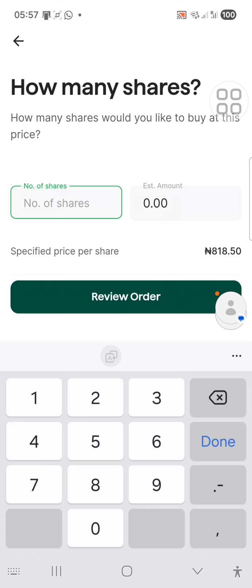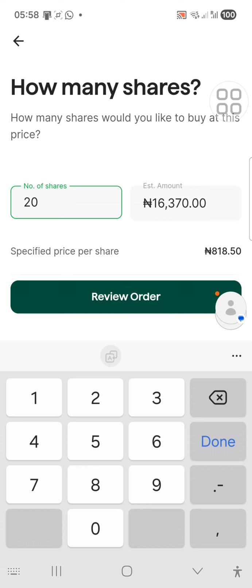Remember, MTN is 820 naira. So if you buy at 818 naira 50 kobo, that means you are buying at a discount of 1 naira 50 kobo. You are having a discount of 1 naira 50 kobo on every unit you buy. So let's assume you want to buy maybe 20 units of MTN. Then it's telling you the amount you have to pay is 16,370 naira. And they will charge a small fee, as stockbrokers normally do.